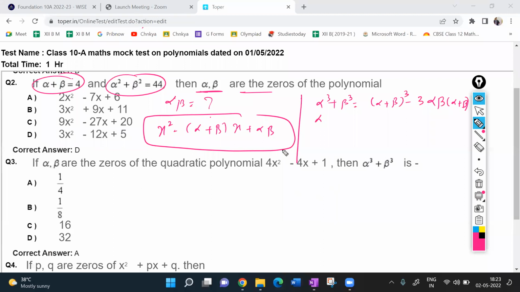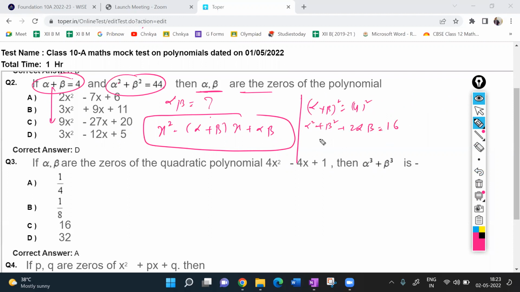It should be a plus b whole cube. Here, if you have square, it's quite impossible to use that. Or else we can do one thing, beta: squaring on both sides. Can we do like that? Let's try it this way. I think it should be a cube there. A plus b whole square, squaring on both sides: a square plus b square plus 2 times alpha beta. Yes, beta, you can do like this.